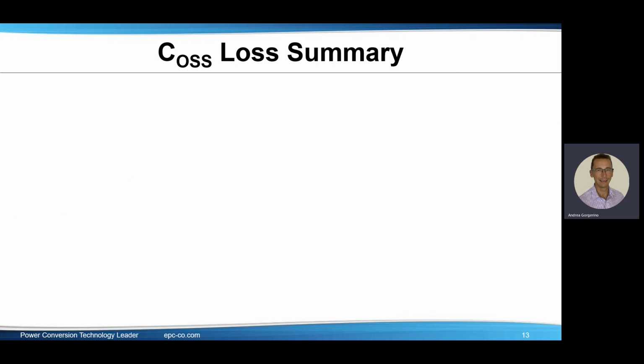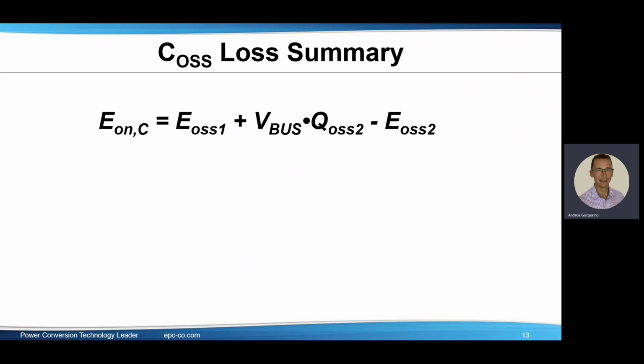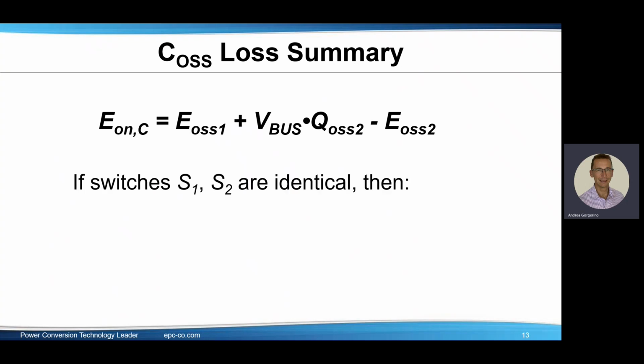So in summary, we can see that the capacitive loss is the EOSS1 plus the V bus times QOSS2 minus EOSS2. Now, in motor drive application, typically S1 and S2 are identical. So this formula simplifies as simply V bus times QOSS. And it should be noted that for GaN FETs, typically the COSS is much lower than a silicon MOSFET, and this allows us to switch more efficiently.